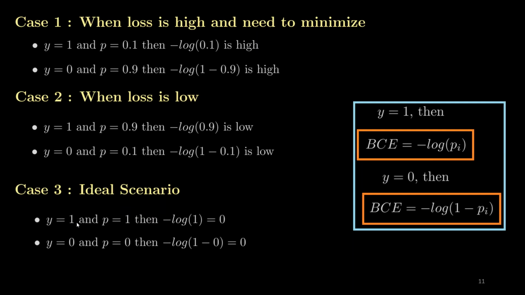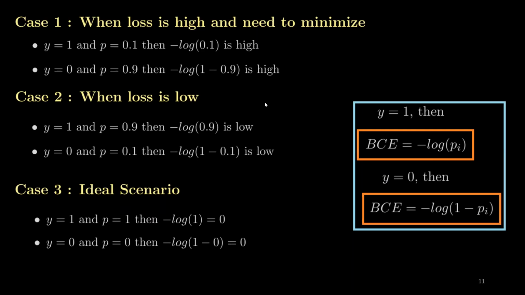If y equals 1 and P is also 1, then minus log of 1 equals 0. Similarly, in the second case, if y equals 0 and P is also 0, then negative log of 1 minus 0 becomes negative log of 1, which equals 0. So these are the three possible cases that appear with the cross entropy loss, and cross entropy loss depends upon the negative value of the log. Since a small value inside the negative log gives us a high value.